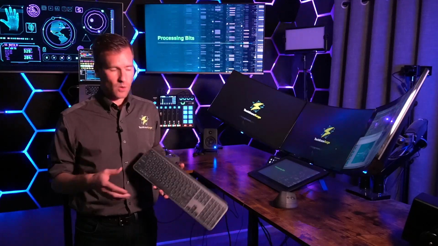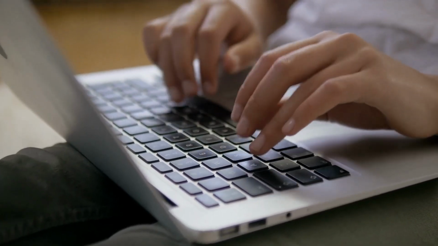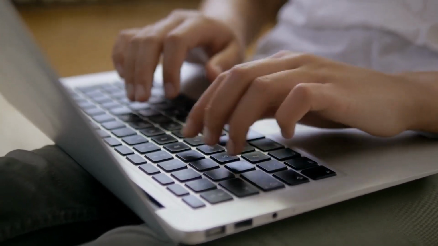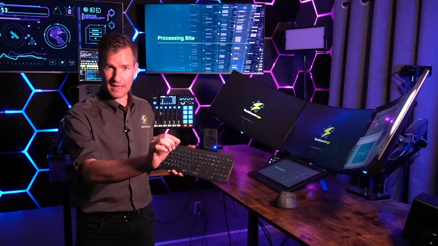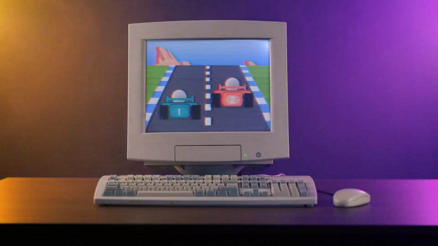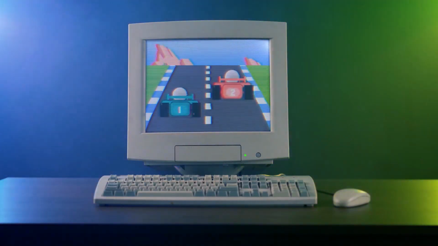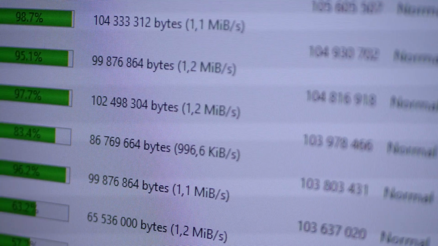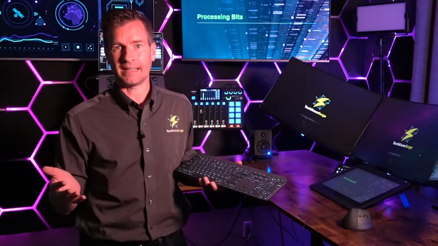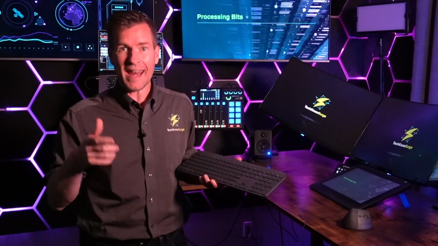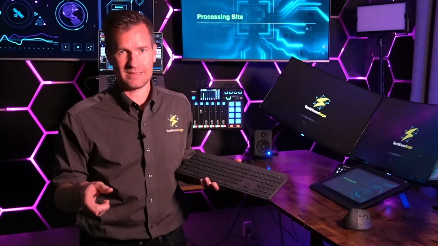Hey TechKnowSurge! Whether you're talking about pressing a character on your keyboard and that converting into bits, or representing bits as graphics, or transferring data, all of that requires processing. Let's take a look at the CPU and how it processes bits.